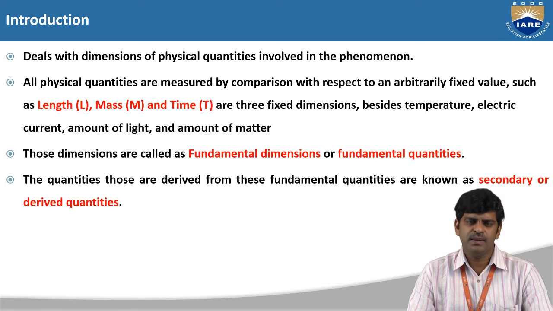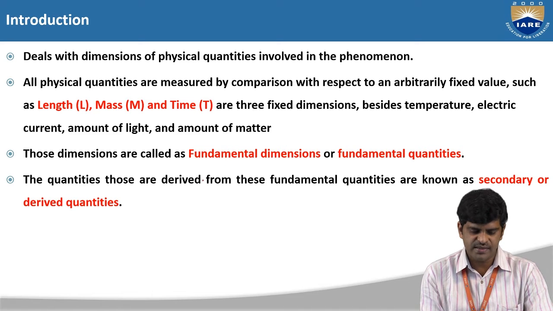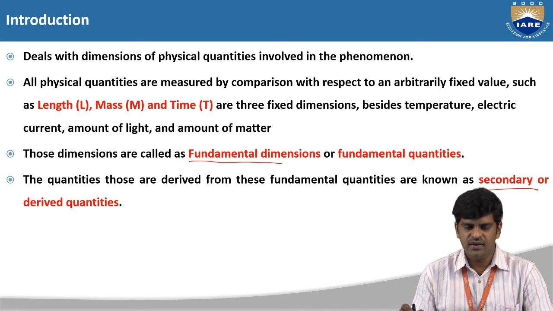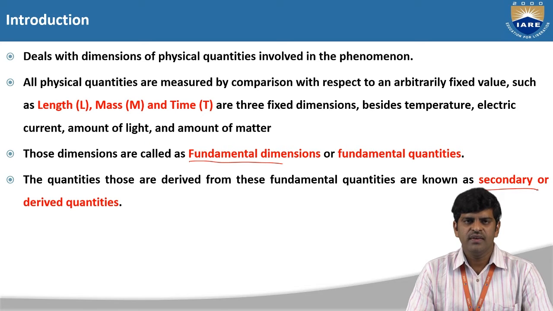With these independent parameters, we build the other parameters, which are called secondary or derived parameters, and these are basically dependent parameters. These dependent parameters may be expressed in terms of MLT. So the fundamental quantities as well as the derived quantities are very essential for writing out the formula in terms of MLT for the given quantities.